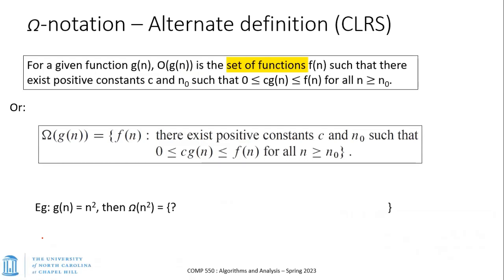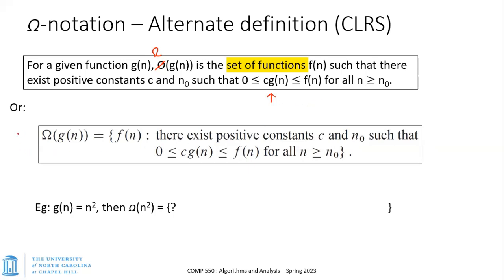Okay. So now let's take a look at this. We're basically saying that in this case, in a very similar way, for a given function g of n, I did get a few mistakes over here. So omega of g of n is a set of functions f of n such that there exist positive constants c and n naught such that 0 is less than or equal to c times g of n, which is less than or equal to f of n for all n greater than n naught. In other words, this is a lower bound on f of n.